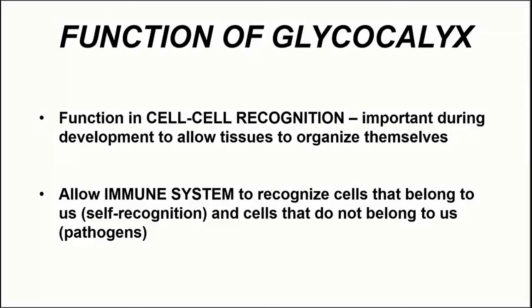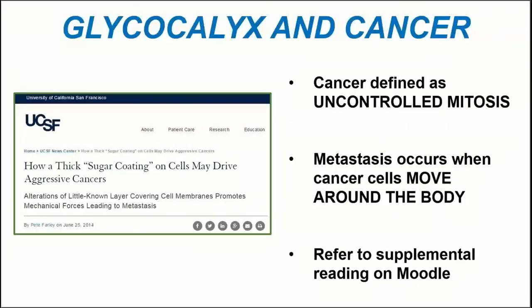The glycocalyx also allows the immune system to recognize cells that belong to us, so this is referred to as self-recognition, and cells that do not belong to us. So things like bacteria, as I mentioned earlier, have a glycocalyx, and so our body is able to recognize something that should not be there, and if the immune system recognizes a cell that should not be there, it will destroy it. And so you can kind of think of the glycocalyx as kind of like a barcode for the cell. So it's an individual identifier or a marker that allows our immune system to tell whether that cell belongs to us or whether that cell does not belong to us.